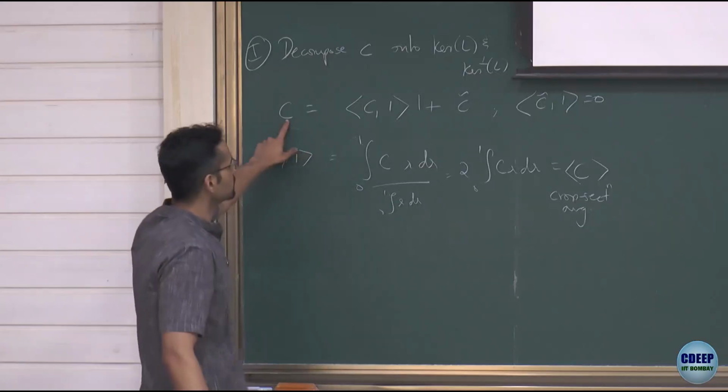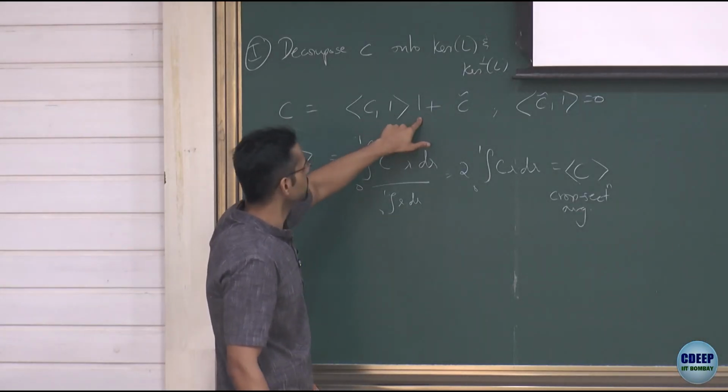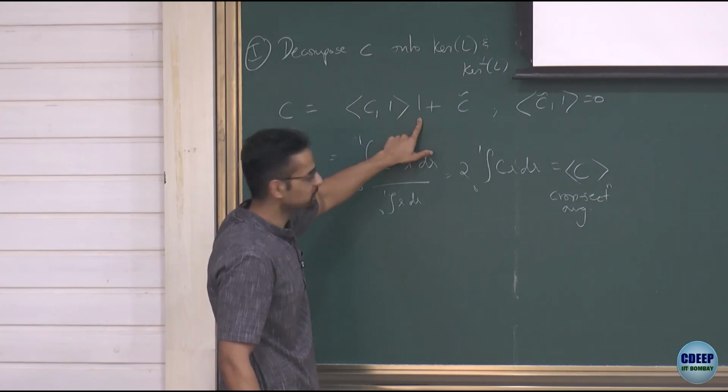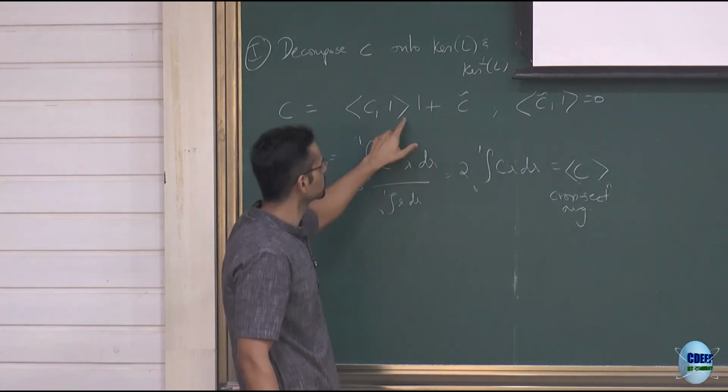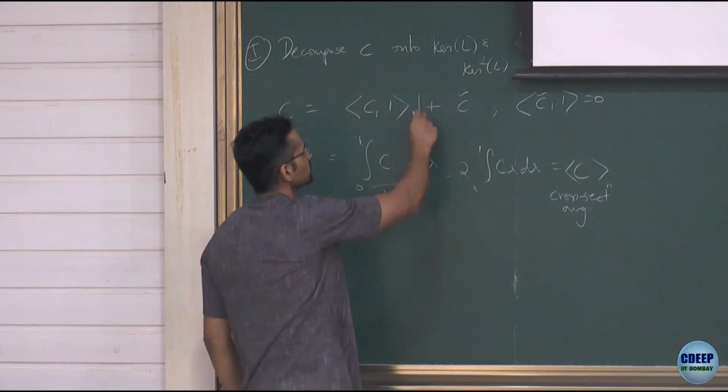So this is a function, and this is just a number. When I project, I should project it on the function multiplied by the normalized function. The function here is just 1, so I don't have to write it there. Let it be there if you want. And then this C tilde is a function.